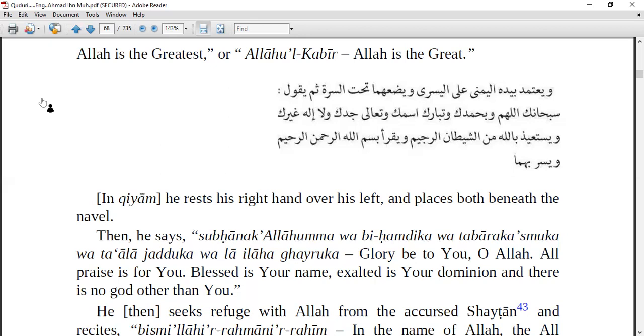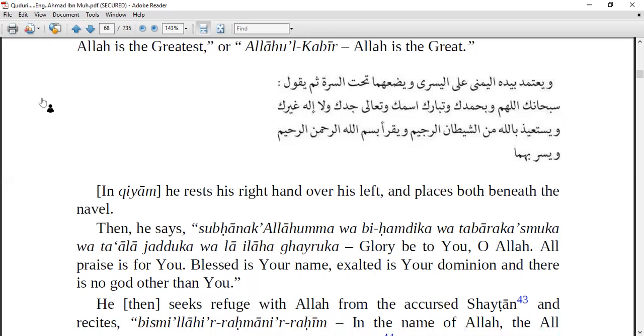So subhanaka, glory be to you, Allahumma, Ya Allah, wa bihamdika, all praise for you, wa tabarak asmuk, blessed is your name, wa ta'ala jadduk, exalted is your dominion, wa la ilaha ghayruk, and there is no God but you. So what do you do after you're done with your thana? وَيَسْتَعِيذُ بِاللَّهِ مِنَ الشَّيْطَانِ الرَّجِيمِ. Then you seek refuge with Allah from the shaitan.